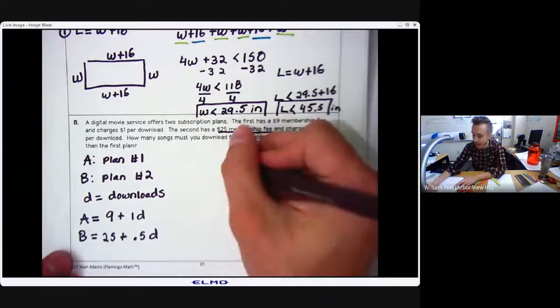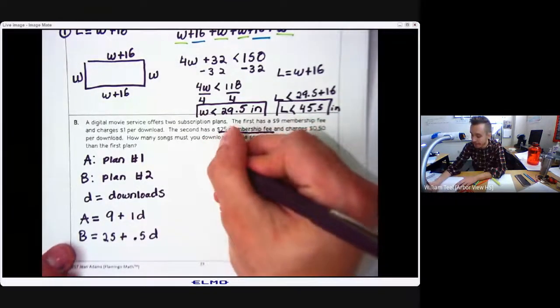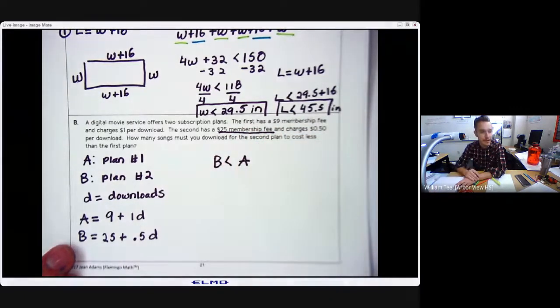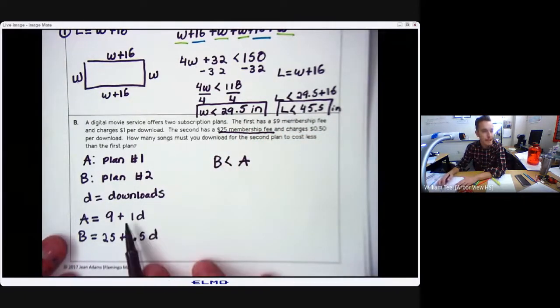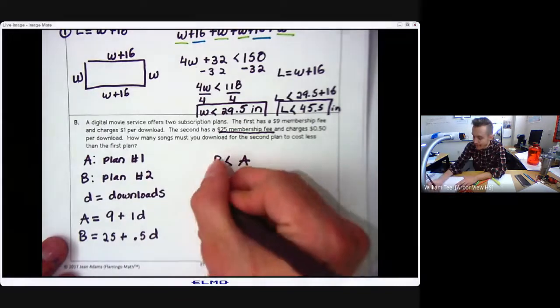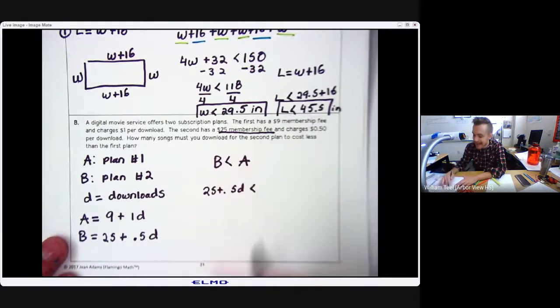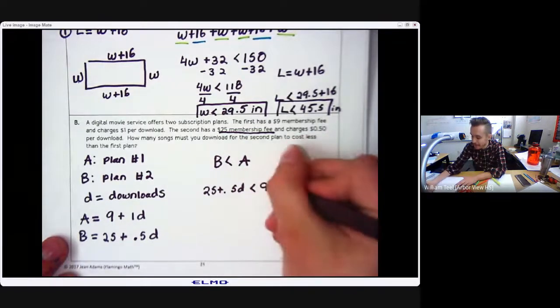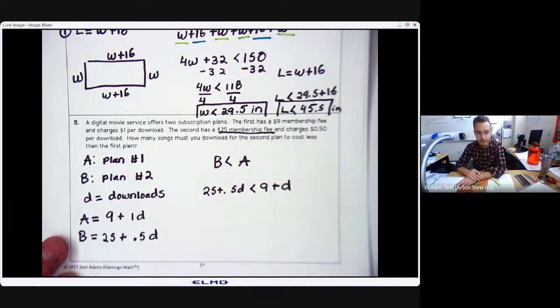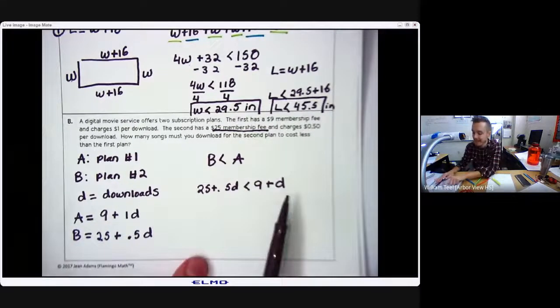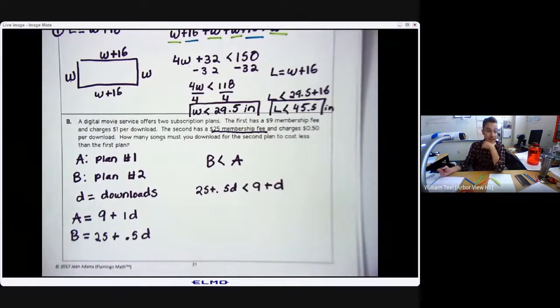So I'm going to say, how long is it going to take me for plan B to be less than plan A? Now all I have to do is plug in those 2 equations that I just created for B and A. I know that B is 25 plus 0.5 times download, and that has to be less than 9 plus D. What I want to do here is get all of my variables on the same side, all of my constants on the other side, okay?